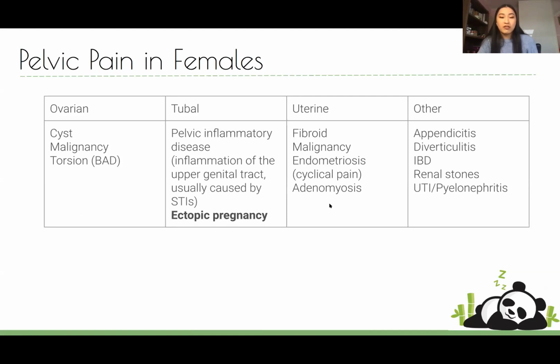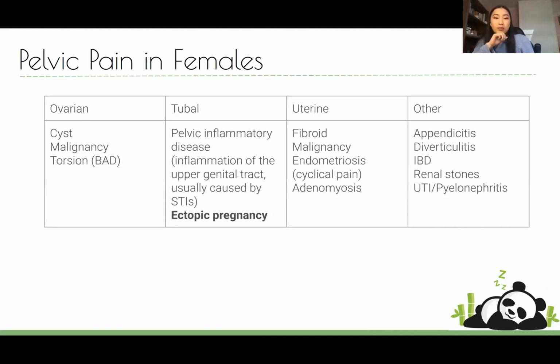Pelvic pain, I have bolded ectopic pregnancy, and that's because if you take nothing away from this slide, just remember ectopic pregnancy. Nothing else is really high yield in your year at all. But things that you can think about, again, organize it anatomically. So you've got ovaries, you've got the fallopian tubes, you've got the uterus. At the ovary level, you're thinking about growths. So whether that's a cyst, so a fluid-filled growth, or a malignant growth causing pain, or ovarian torsion, which is bad. It's like the female version of testicular torsion. That is kind of a red flag.